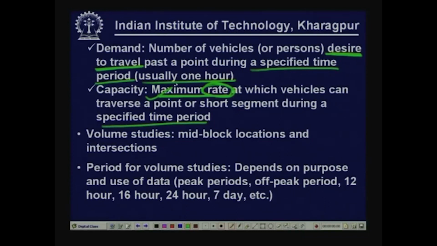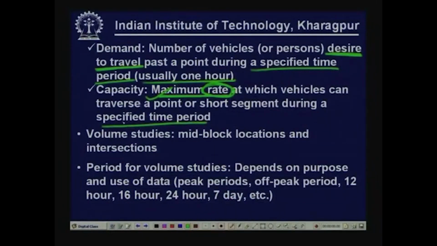We shall elaborate more on this capacity definition. We are just introducing the capacity terminology here, it is the maximum rate, but there are other aspects which are also essential to define capacity in a complete form. So, we will come back to that part.